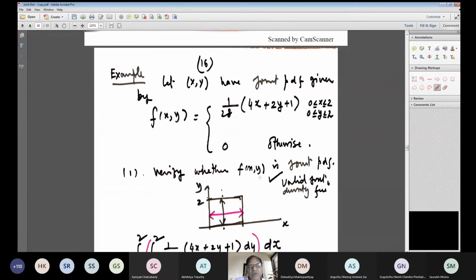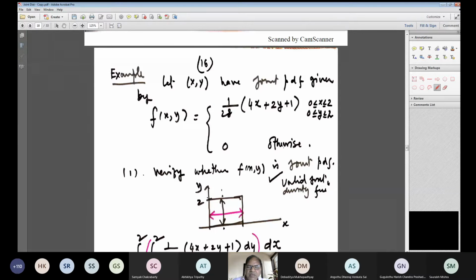Say the joint density function of x and y is given. It is 1 by 28, 4x plus 2y plus 1, where x varies from 0 to 2, y varies from 0 to 2, and 0 otherwise. Mostly, you have to use the result of the double integral, which you have already done.